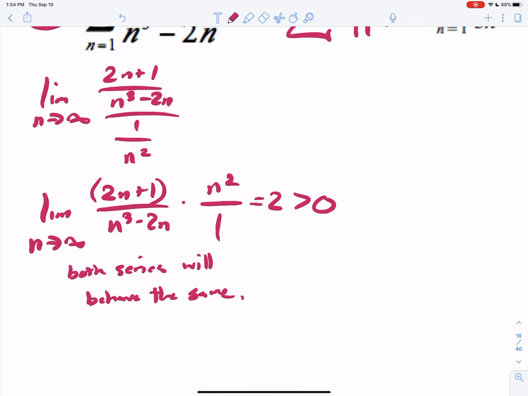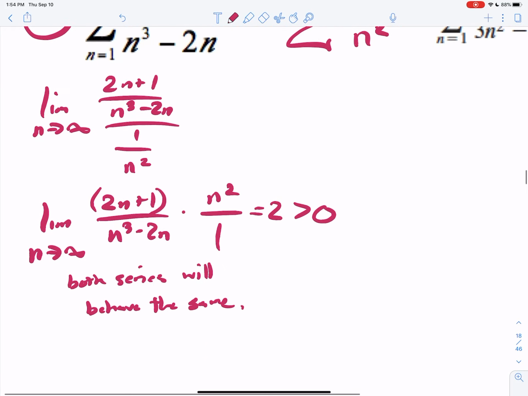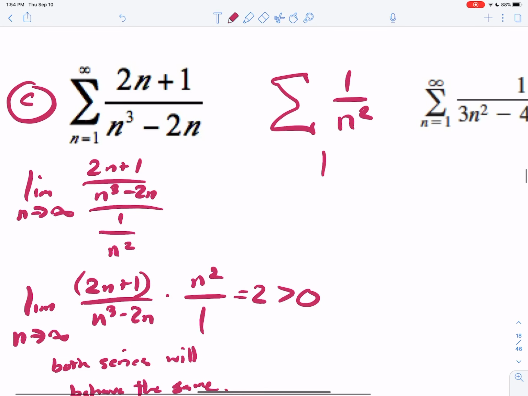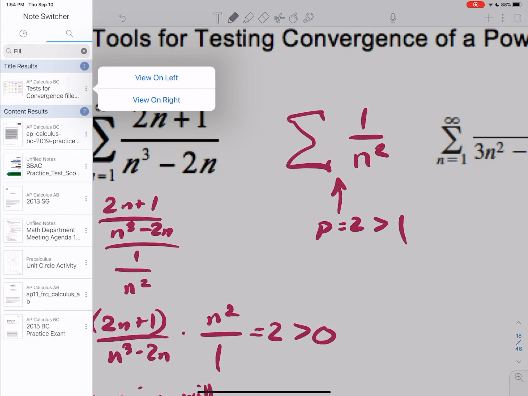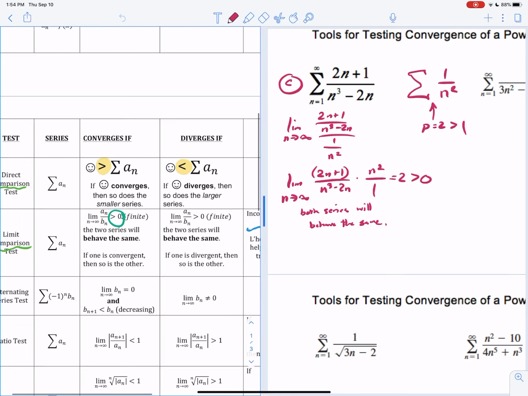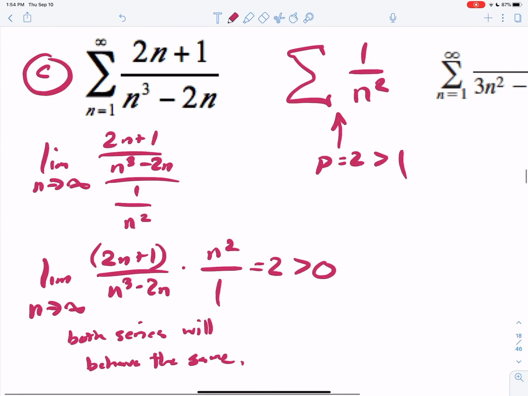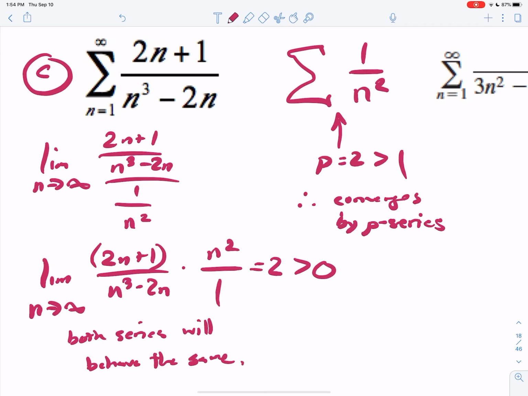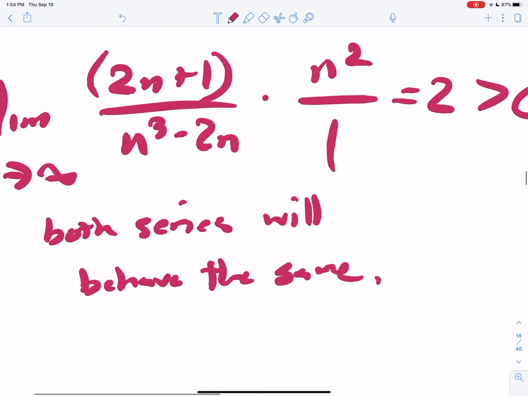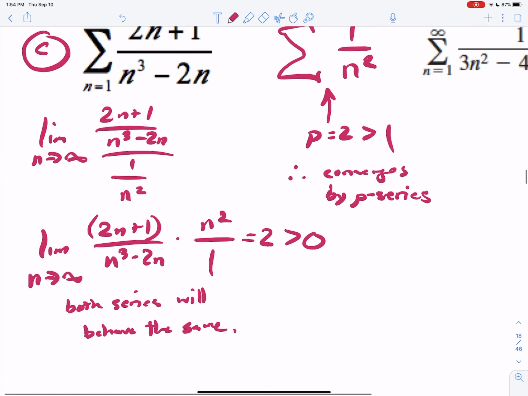But still, that doesn't give me any information on what happens to the original series here. So I take a look at what I compared it to. That is definitely p-series, p equals 2, which is definitely greater than 1. Okay? So you go back to your chart one more time. And again, don't rely on it too much. P-series, when p is greater than 1, we know it converges. Therefore, converges by p-series. Okay, well, I stated earlier that these two series will behave the same, and I just proved that one of them converges.